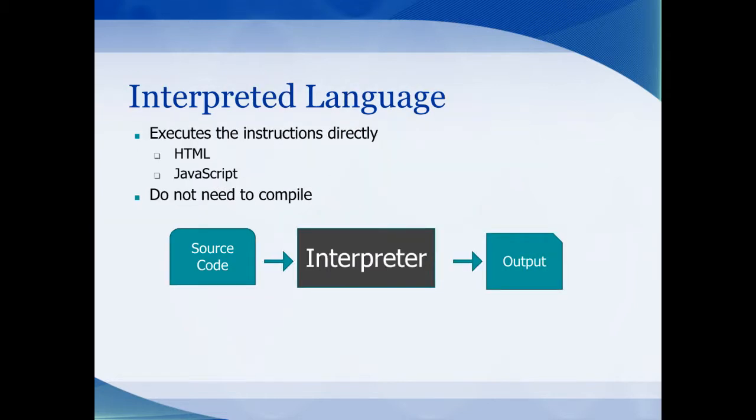HTML is an example of an interpreted language. You wrote the code, and then you use the interpreter to view it. In our case, our browser was our interpreter. All we needed to do was view the code in the browser, and it understood what it was.